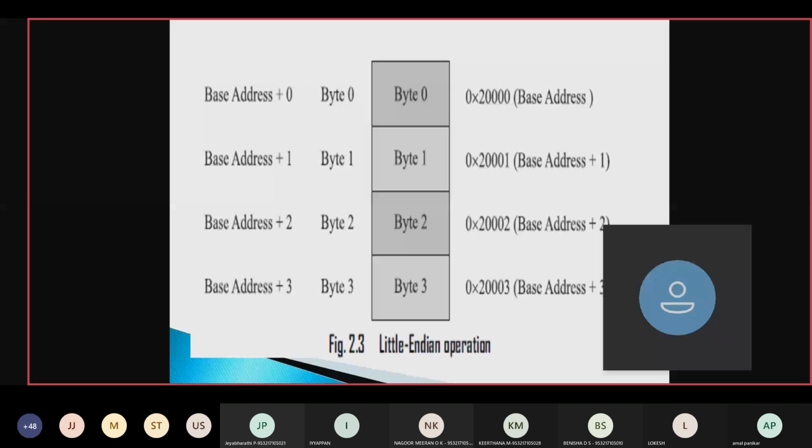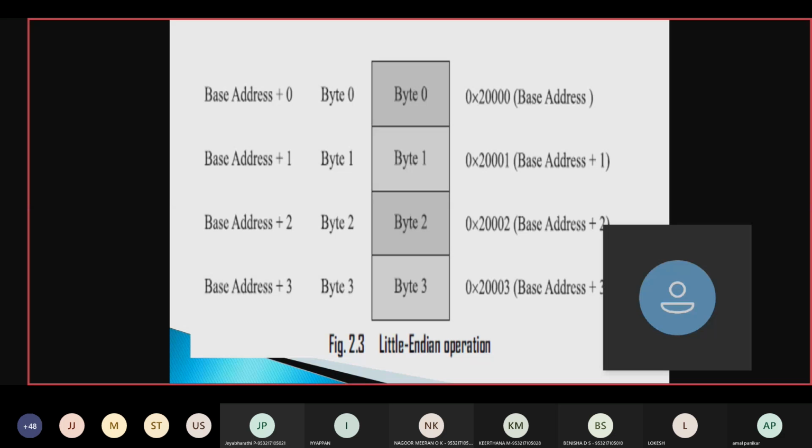So we will go for little endian. Little endian is nothing but the lower order byte of the data is stored in the memory at the lowest address, and the higher order byte is stored at the highest address. For example, let us take MOV AX, 8000. Please write it down yourself. In 8000, the 00 is the lower byte, whereas the 80 is the upper byte.